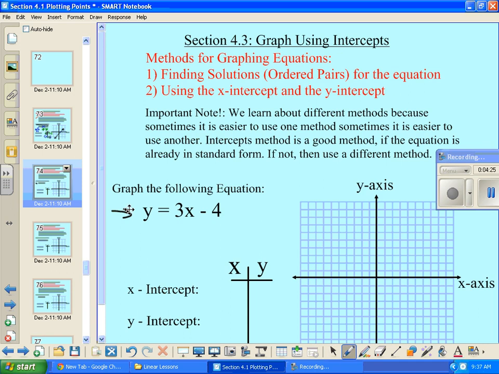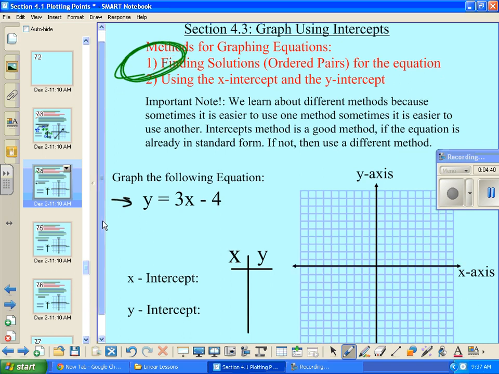This equation is y equals 3x minus 4. It's solved for y. So I want you to be able to look at it and say, oh, that looks like ordered pairs method would be a lot easier to use for this one. Because it's already solved for y, I can plug in some numbers for x very easily, get my answers out for y, and plot those points. So in this case, I'm not going to find x and y intercepts at all. Okay, I can get rid of that part.